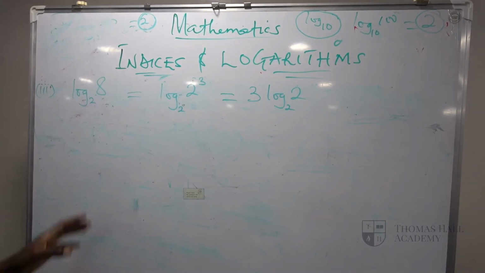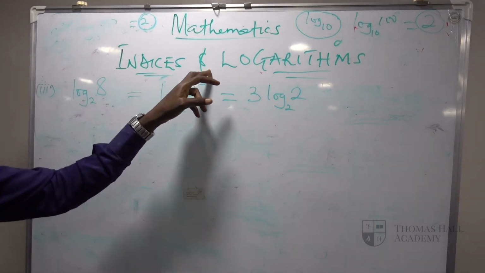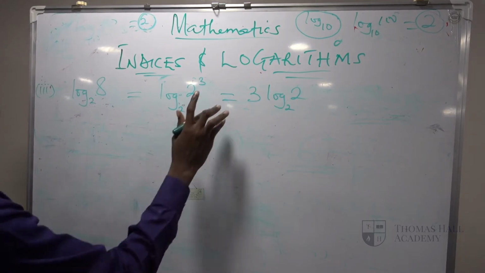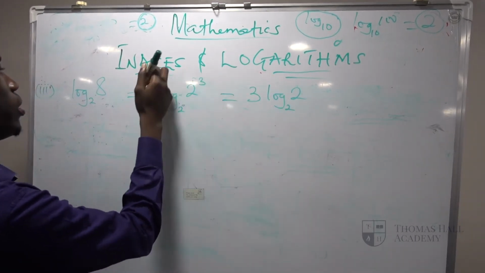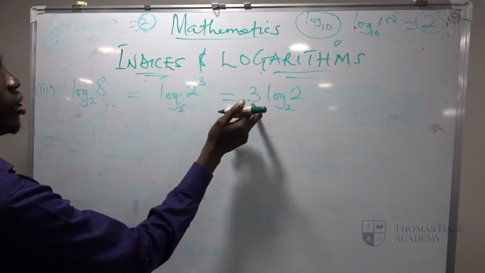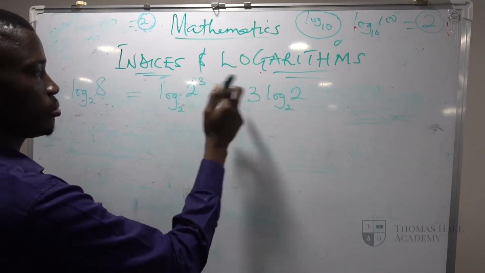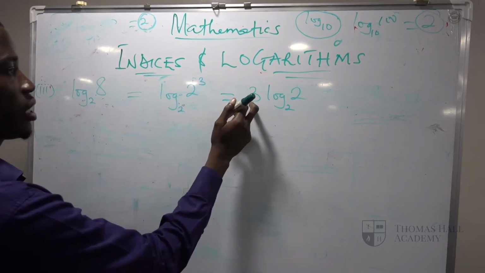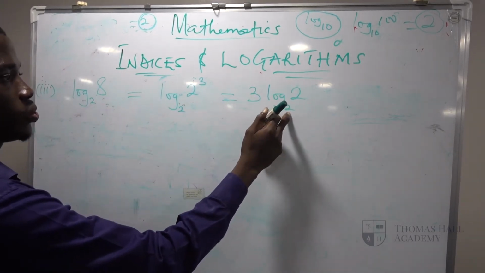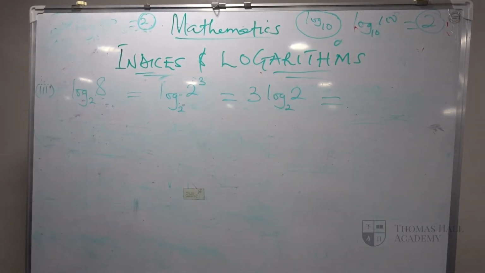Let's go back to this again. Log 8 base 2 can be written this way. Log 8 can be written as 2 raised to power 3 base 2. Then the power of this log crosses to this other side and becomes 3 log. We are left with the base now, 2, the logarithm, 2 base 2. So log 8 base 2 can be written as 3 log 2 base 2. And this is the final answer.